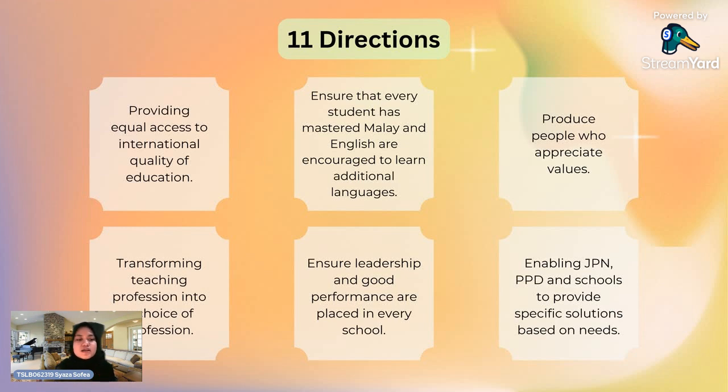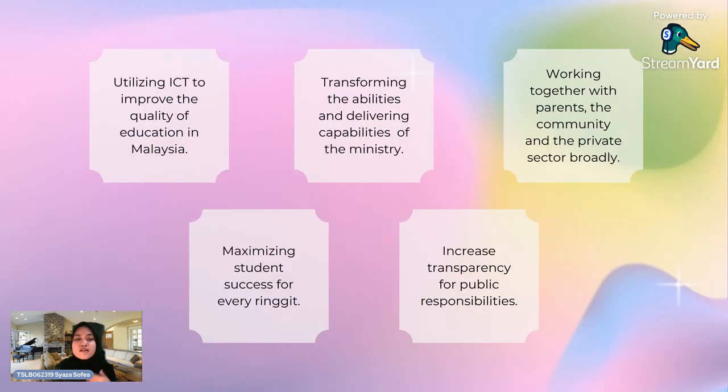The fourth one is to ensure leadership and good performance are placed in every school and enabling JPN, PPD and schools to provide specific solutions based on the needs. The next one is utilizing ICT to improve the quality of education in our country. The next one is transforming the abilities and delivering capabilities of the ministry, working together with parents, the community, and the private sector broadly. Second last is maximizing student success for every ringgit. Lastly, increase the transparency for public responsibilities.